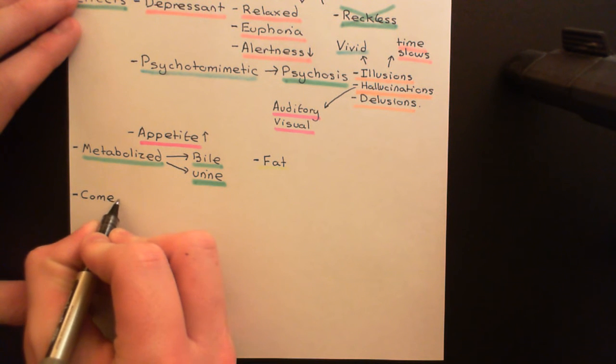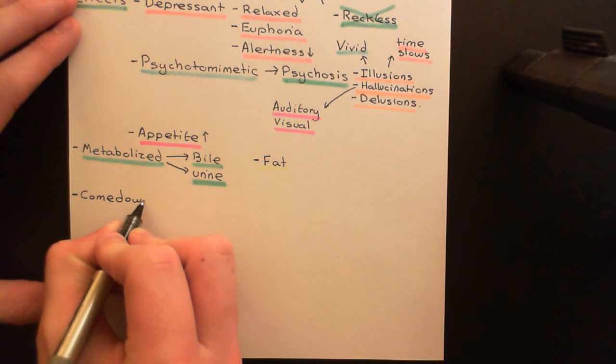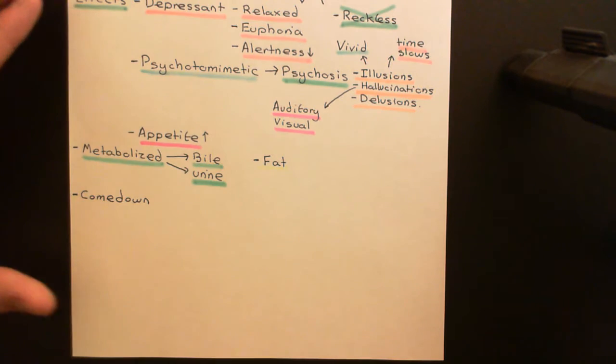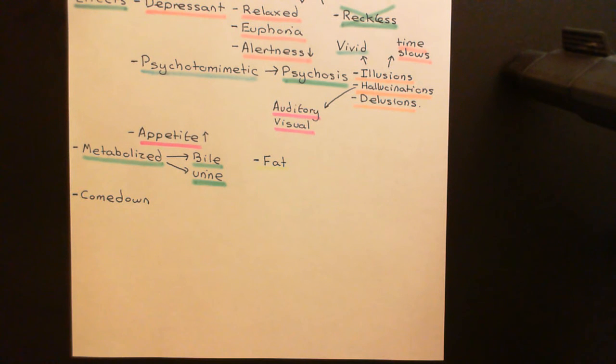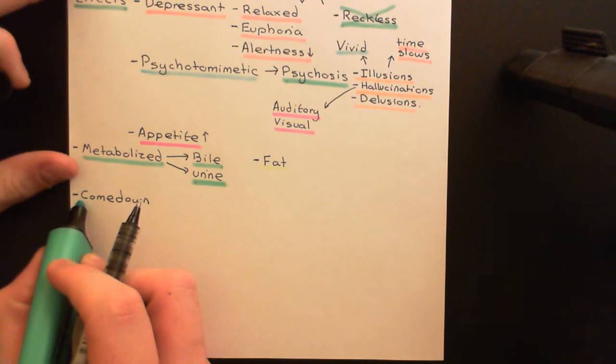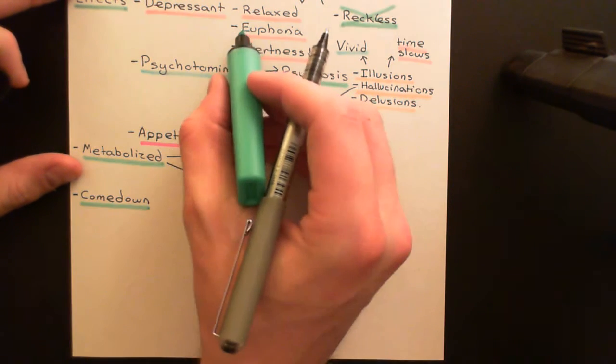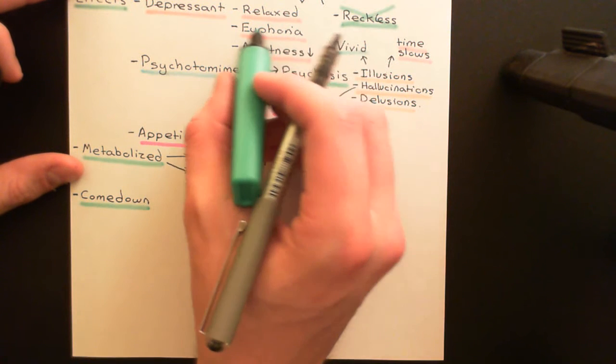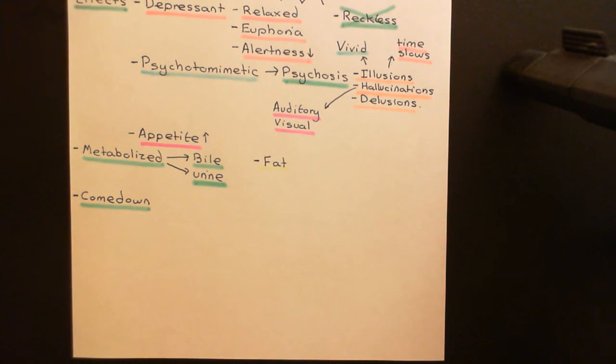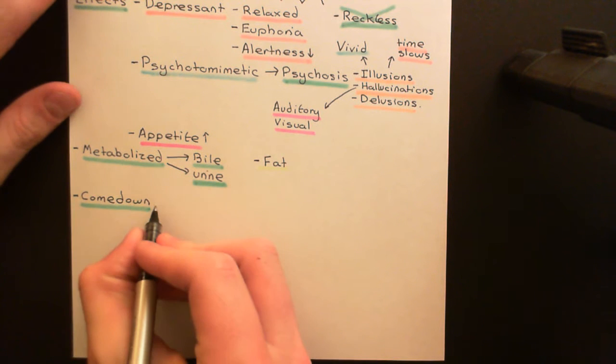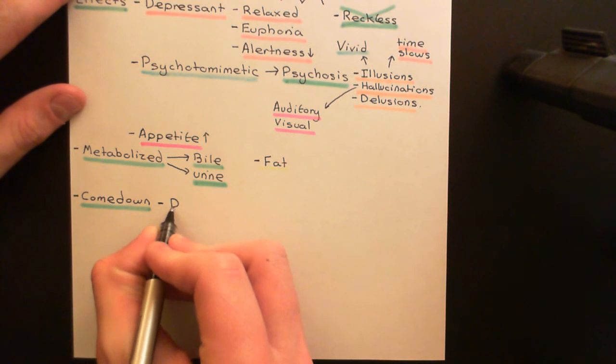Okay, so in the come down, what happens is the exact opposite of what happens in the high. You generally feel in a very, very bad mood. So in the high, you feel in a very, very good mood. You feel very happy. You feel euphoric. In the come down, you don't feel euphoric at all. Instead, you feel in a very bad mood, so you feel very unhappy.